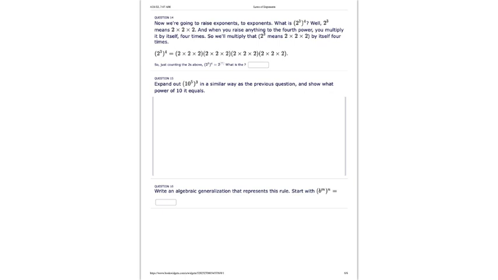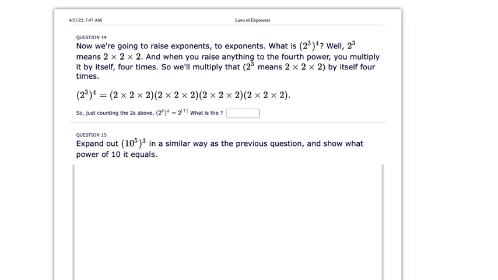We got 1 page left. There we go. All right, so now we're on to question number 14. We're going to raise exponents to exponents. And you can see we got 2 to the 3rd, then raise the whole thing to the 4th. And so 2 to the 3rd is 2 times 2 times 2. When you raise it to the 4th power, it means multiply it times itself 4 times.